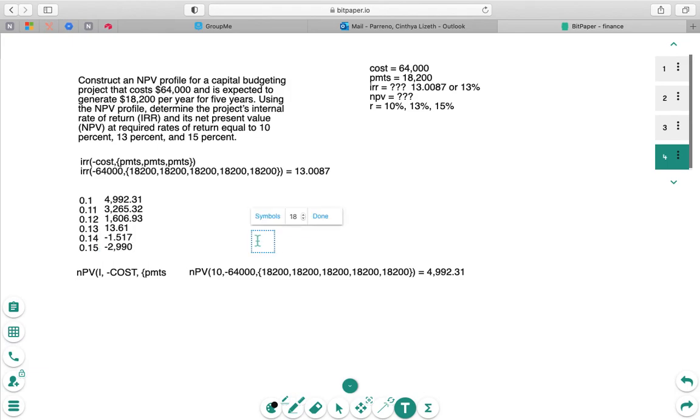So that's it. These are all of your NPVs. Now you have your NPV for 10%, 13%, and 15%, which is what it asked us for, and its IRR, which is about 13%, which again just tells you when it goes from positive to a negative number, which you can visually see here.